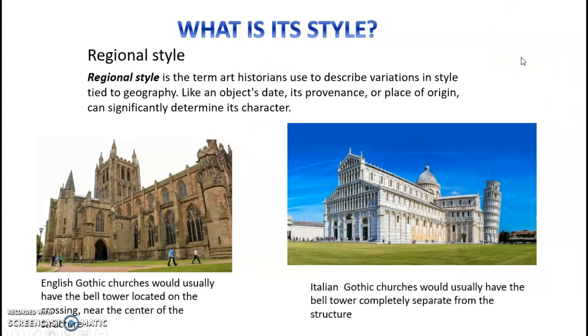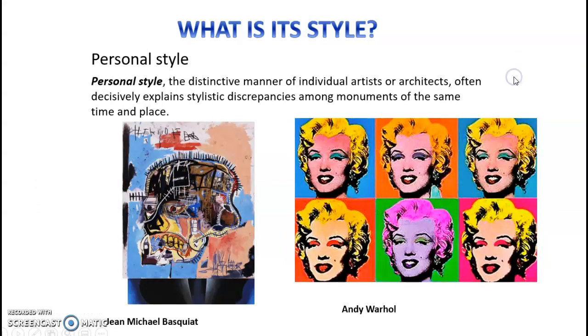Regional style. When you take a look at certain buildings, cathedrals, both of these are Gothic churches, but the one on the left is English Gothic. The bell tower was put on the crossing, which is right in the center, or near the center, I should say, of the building. Italian Gothic churches would usually have the bell tower separate, and you may know this one because of its famous bell tower, the Pisa Cathedral. Usually you don't see the cathedral, but the bell tower.